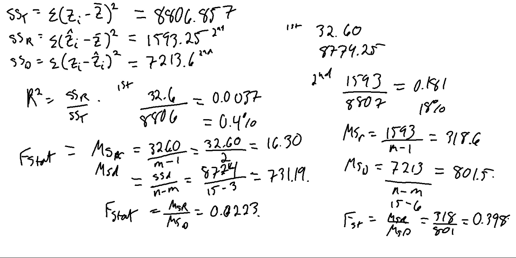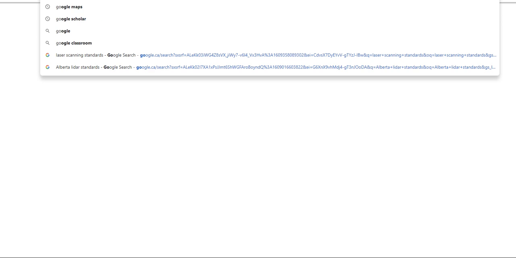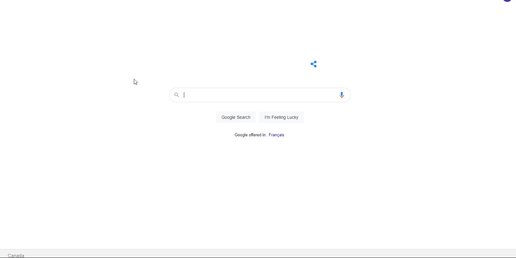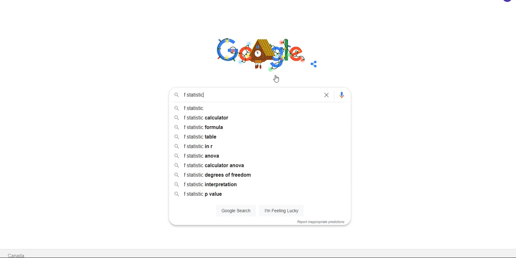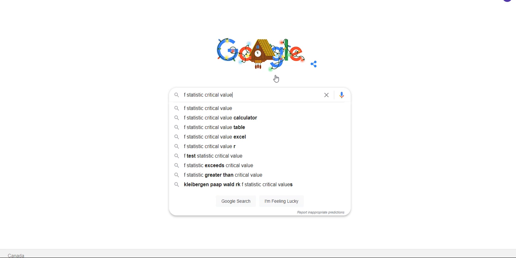So these are really low F statistics. So one thing that you can do, I'm just going to pull this over, is go to Google, and I can look up F statistic critical value calculator.